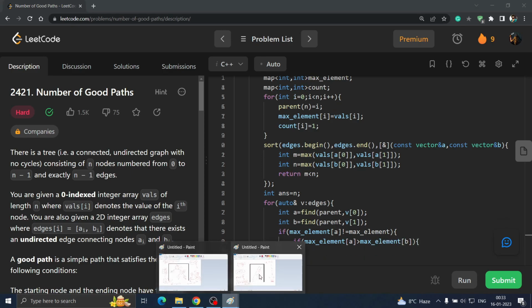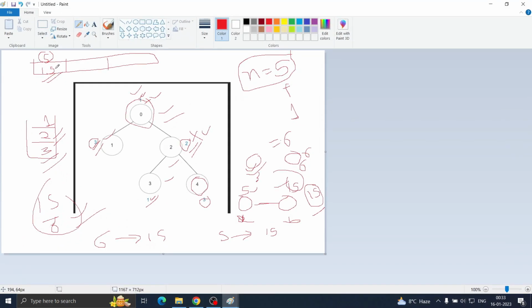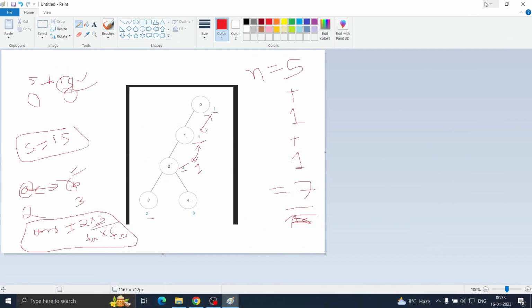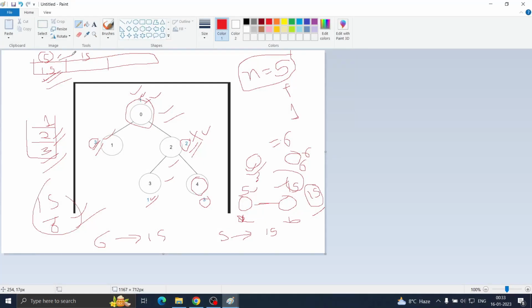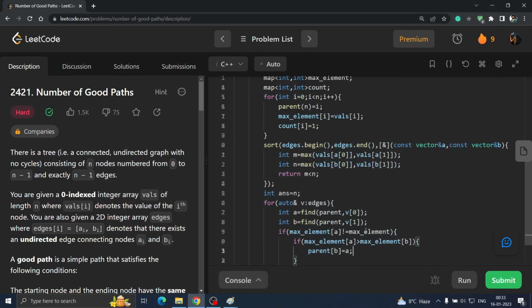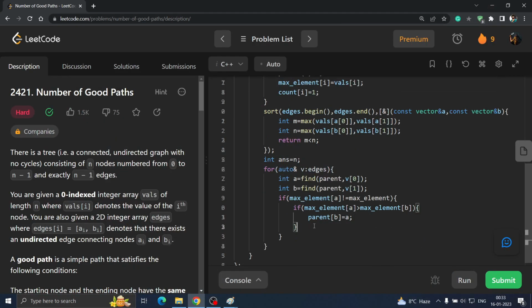And for max element, what I told you, that if 5 and 15 are there, the parent of 5 will be 15. That is what is happening. So what we will do, if a is bigger, then we will change the parent of b to a. That is what it means. That means smaller value has a bigger parent. 5 will have a parent as 15. Smaller value has bigger parent. That is what you are updating. And if a is not bigger than b, then parent of a should be updated to b. Okay, this is what is happening.